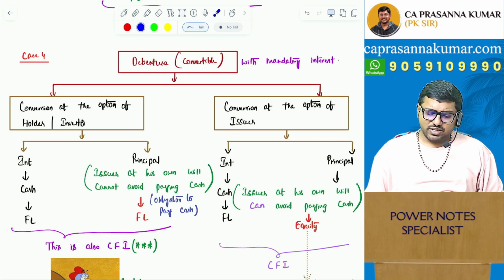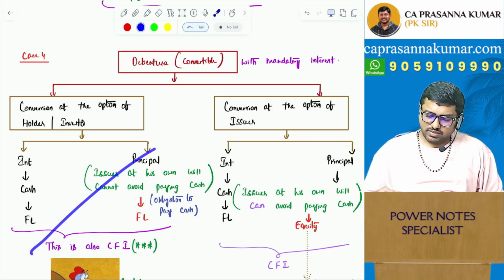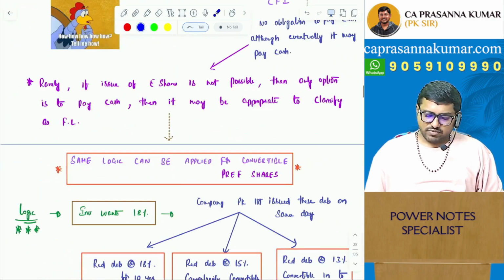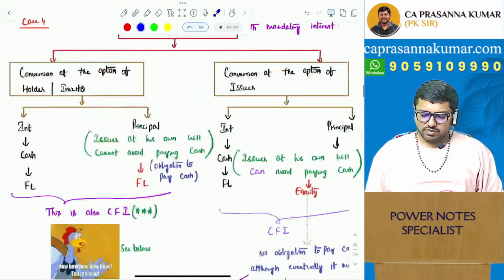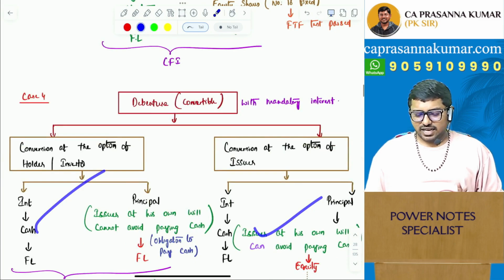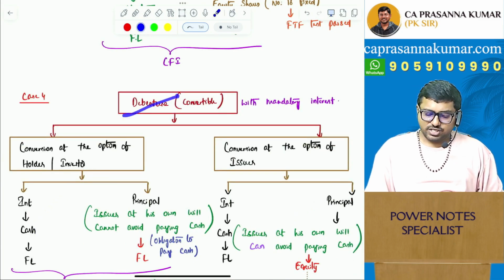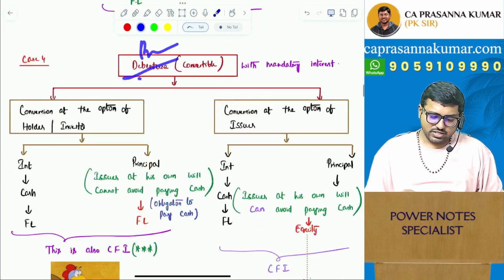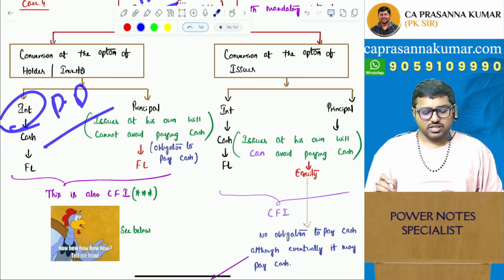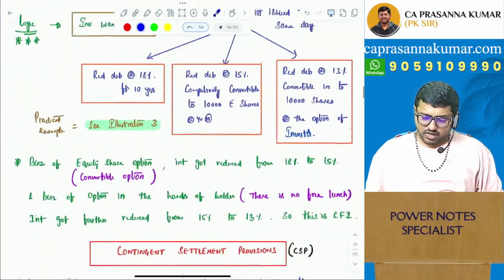Remaining is same. Even preference shares also will be convertible into what? Equity shares. So the concept exactly remains the same. That's what I've written. Same logic can be applied for convertible preference shares, which means whatever you have written here, exactly the same. Only thing is that the name will change. In the place of debenture, you'll have preference shares. In the place of interest, you'll have preference dividend. That's all. Got it?